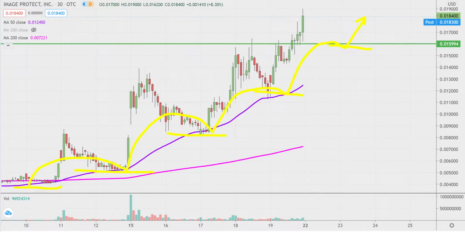So focus on healthy consolidations, focus on chipping away and building those higher bases, and sit back and let the overall trend do its thing.